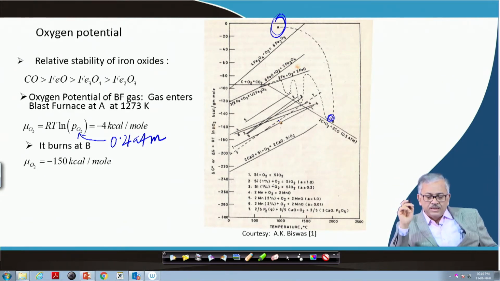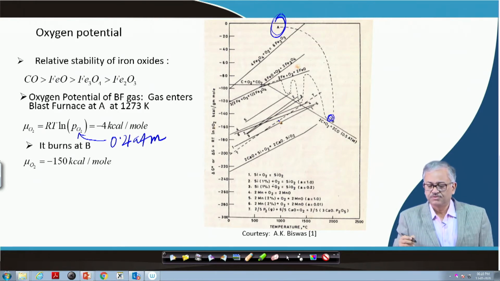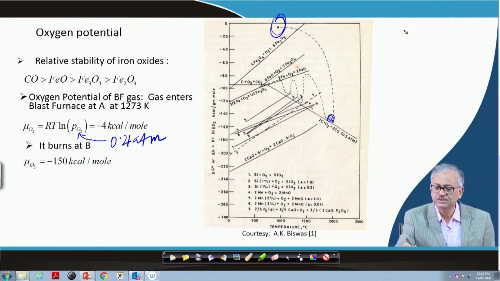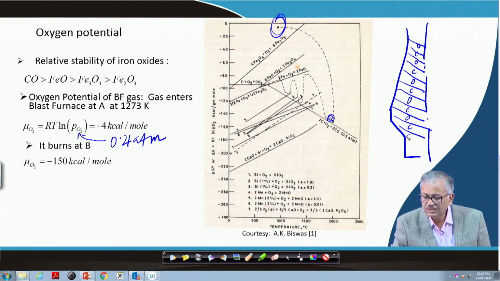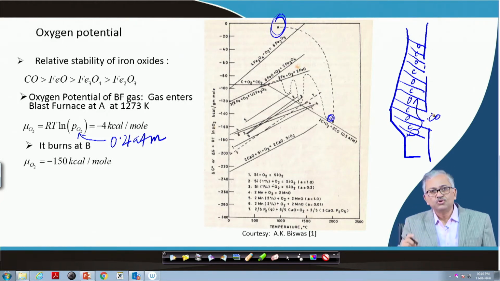From this diagram we can know that this value will be around minus 150 kilocalorie per mole. Now, what happens as the gas moves up in the blast furnace? If you see, the blast furnace is like this, and you have the layers, alternate layers of ore and coke like this. So, this is say ore and this is say coke, this is ore, this is coke, ore, coke like this. And you have the gas, that is the raceway, and the CO gas is moving up like this, right. CO forms and it moves up.